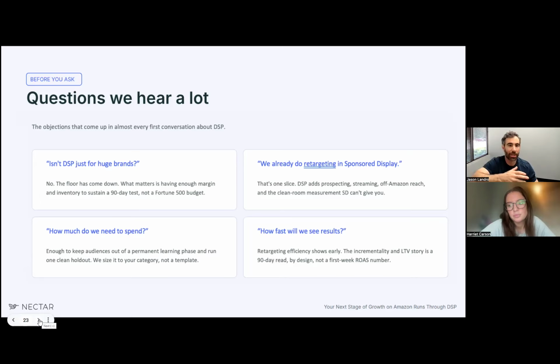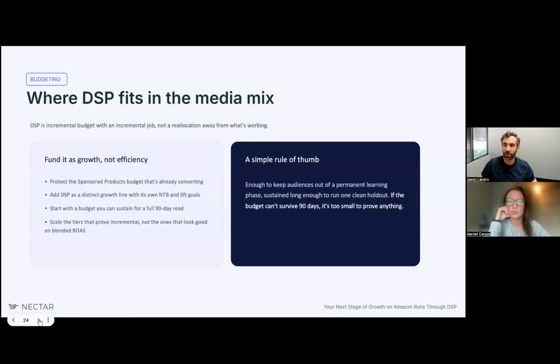And we talked about that at the outset, and that's different based on your category, your position in the category, even down to a product level. Sometimes you might be ready for DSP for certain products, but not for others. So it really depends. It's hard to give a one size fits all answer.